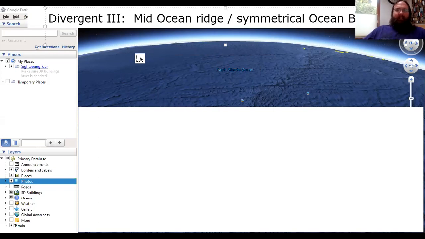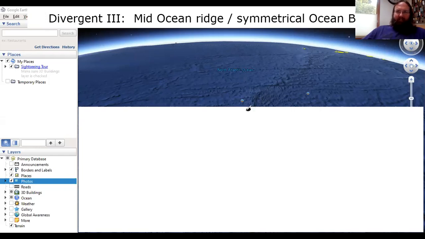What we're looking at here is the third and final type of divergent plate boundary. By far, in some ways, the most common, because all divergent plate boundaries will eventually become mid-ocean ridges if they survive as divergent plate boundaries long enough. That's hopefully what you take away.